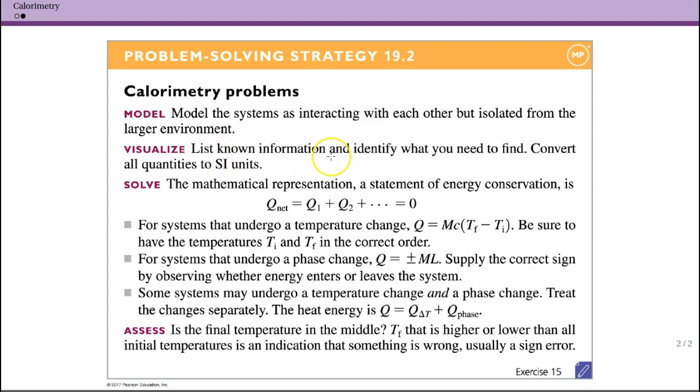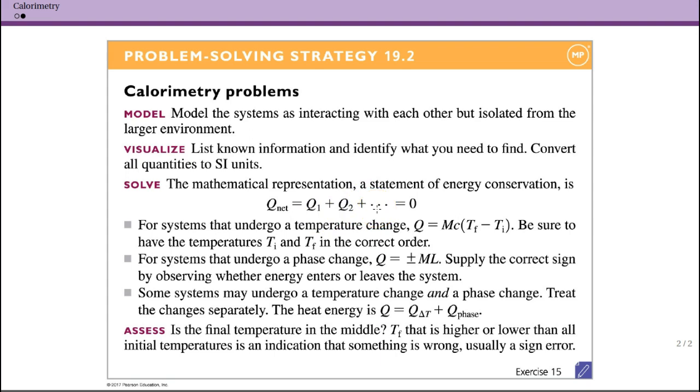As always, you want to list your information and identify what you need to find. Make sure that everything is in SI units, which is always going to be important for all of our thermal and thermodynamics problems. Make sure that for your energy conservation, the sum of all heats is equal to 0. So again, heat is positive if it's being added to the system, increasing the energy. Heat is negative if you're removing energy from a system. And again, you might have more than two systems, but not normally.